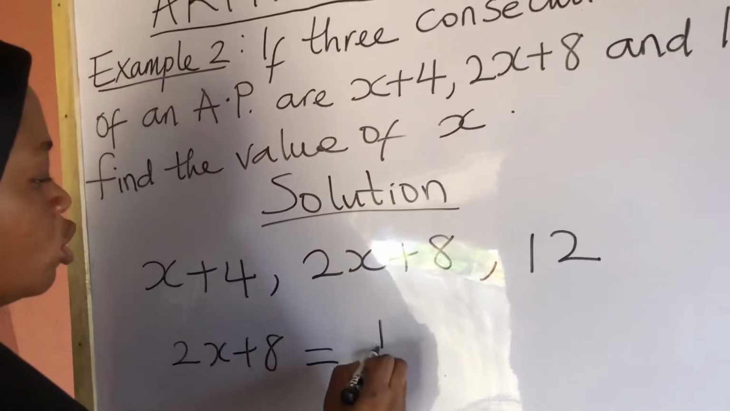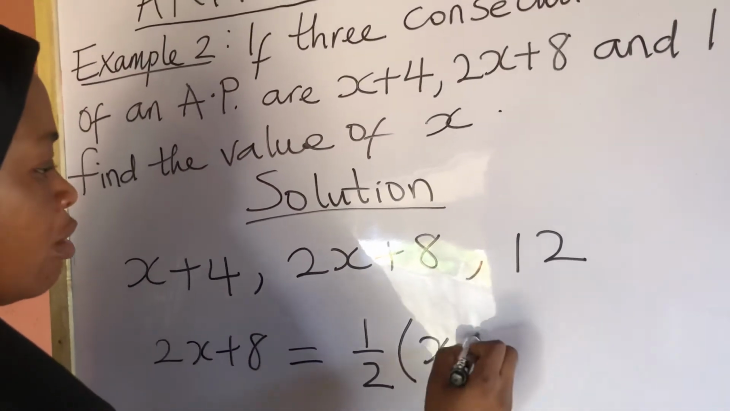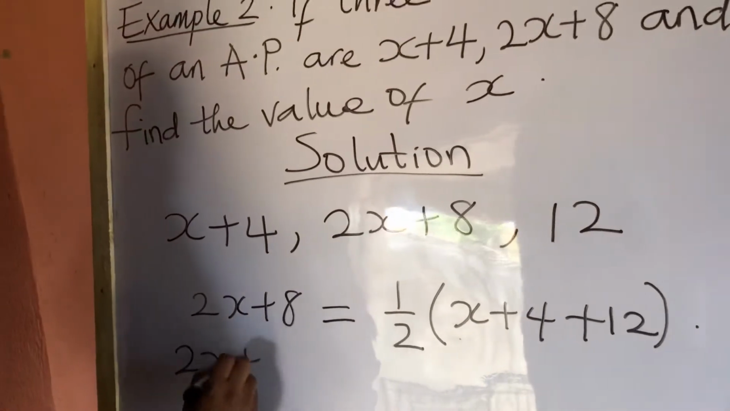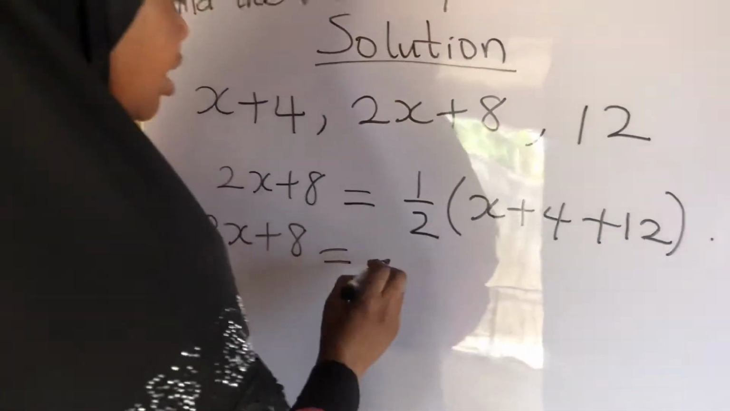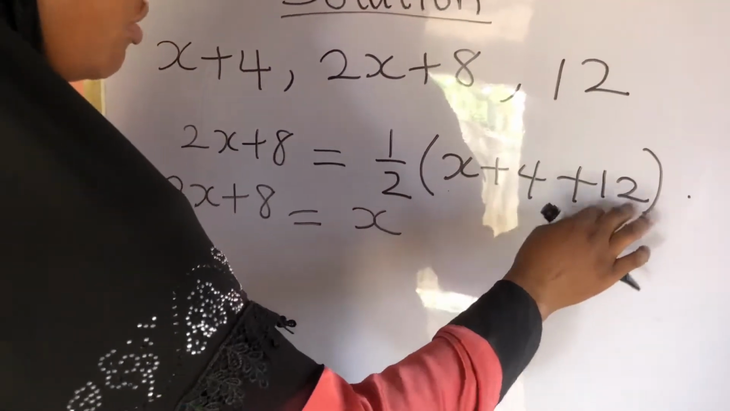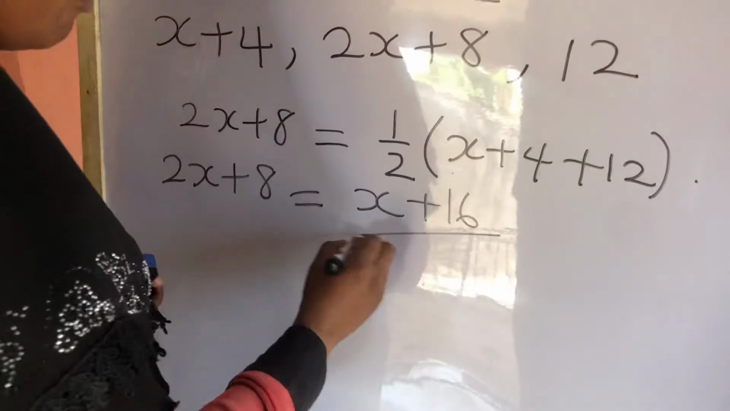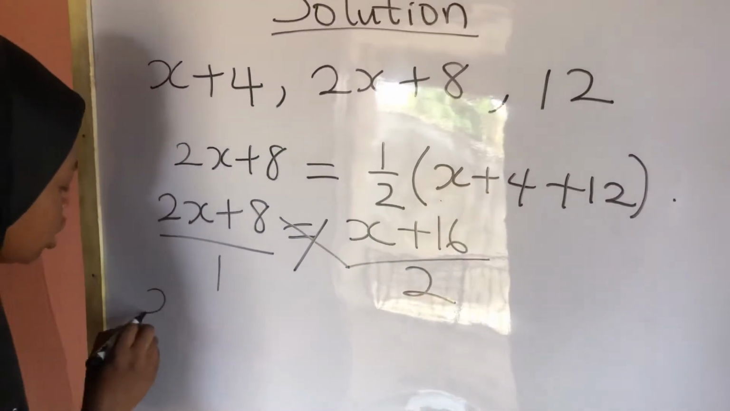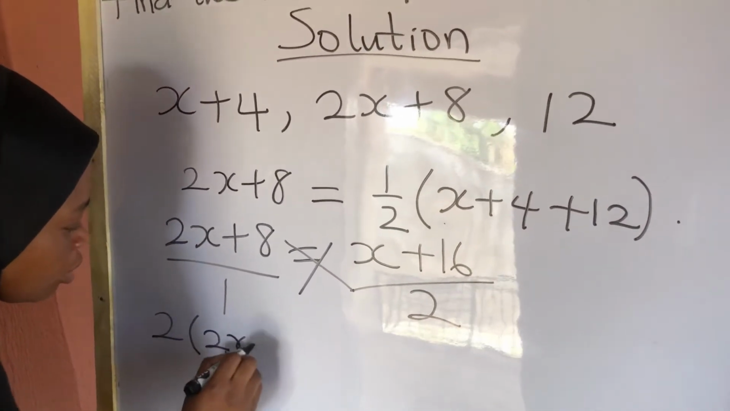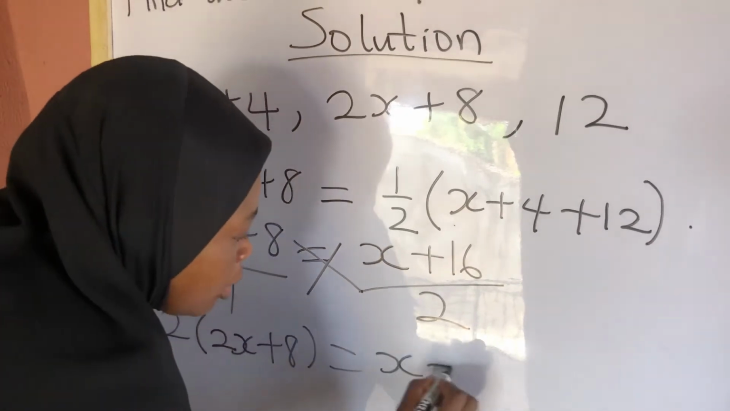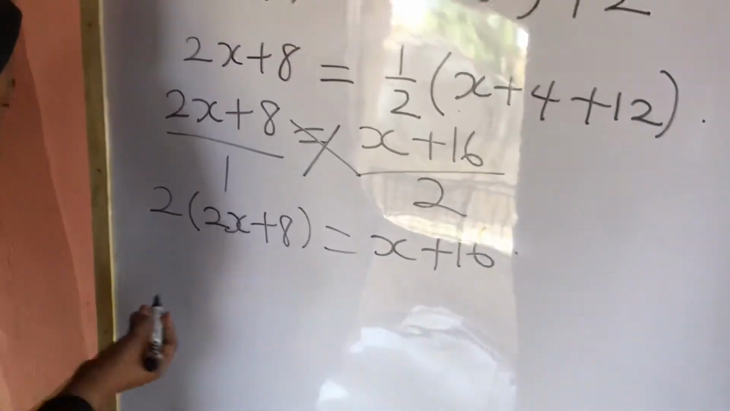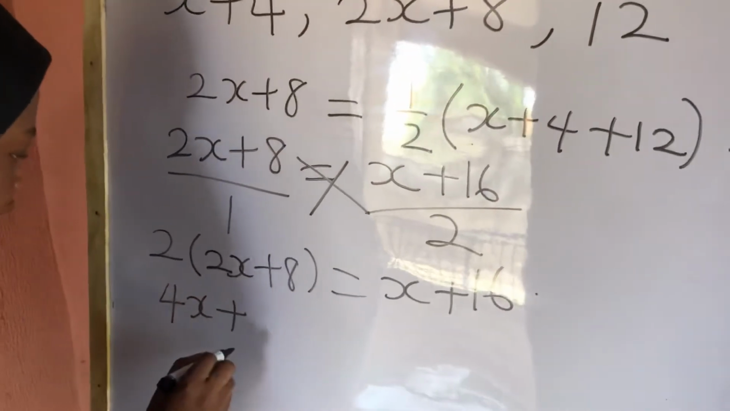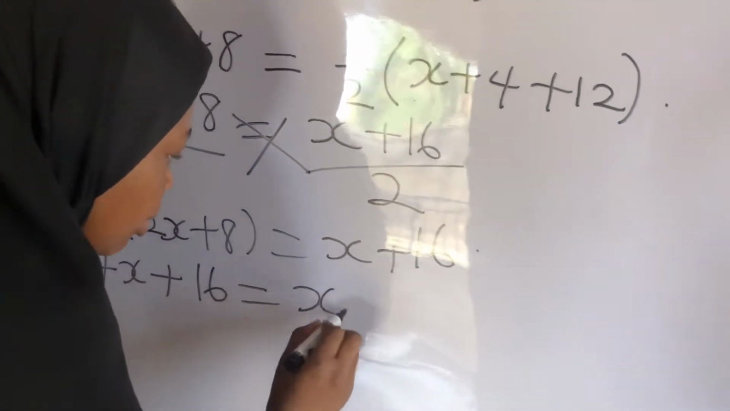So 2x plus 8 is equal to 1 over 2 into bracket x plus 4 plus 12. So 2x plus 8 is equal to (x plus 4 plus 12, that is 16), so x plus 16, everything over 2. So it can be in fraction now. So let's cross multiply. Use 2 to multiply everything. 2x plus 8 is equal to x plus 16. So let's expand the bracket. 2 times 2x, 4x, plus 2 times 8, 16, is equal to x plus 16.